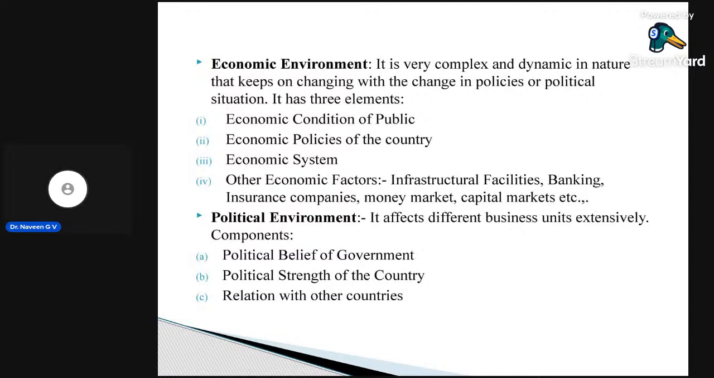Then the economic policy of the country. We already know about this. Who is framing the policies? The government. The government decides the economic environment of a business through budgets, industrial regulations, economic planning, and import and export regulations. It means rules and regulations related to importing and exporting of goods and services.